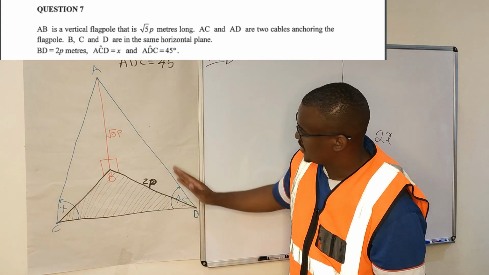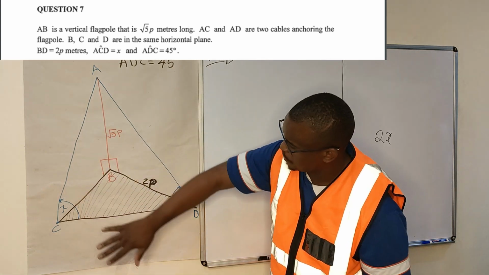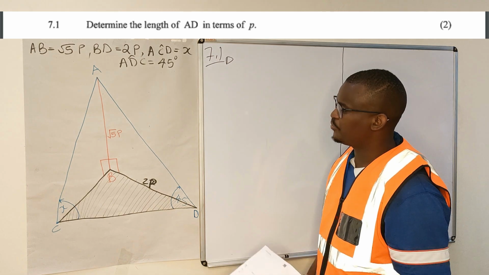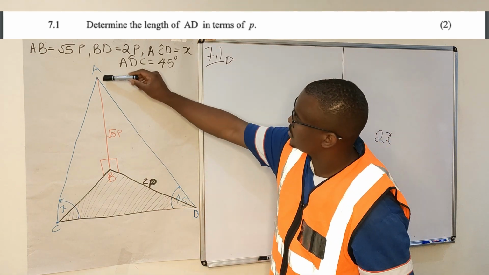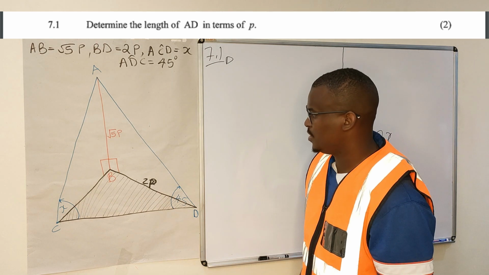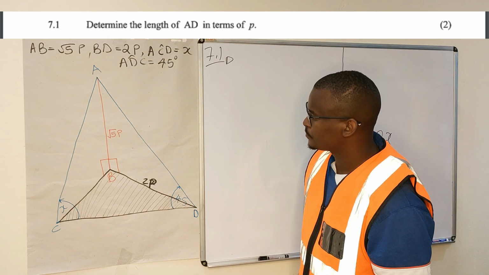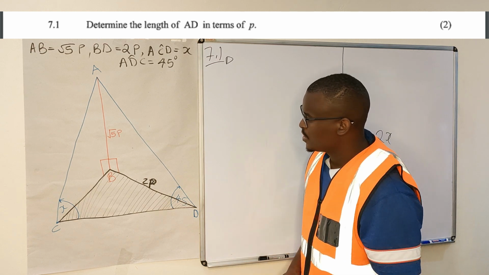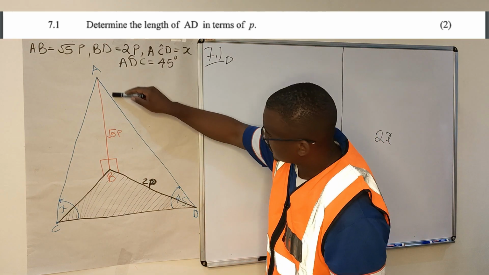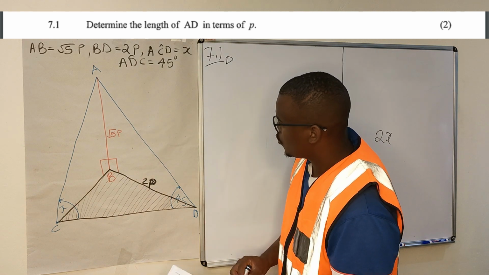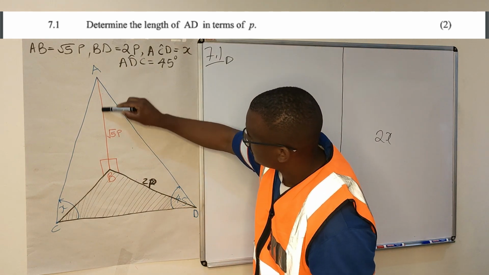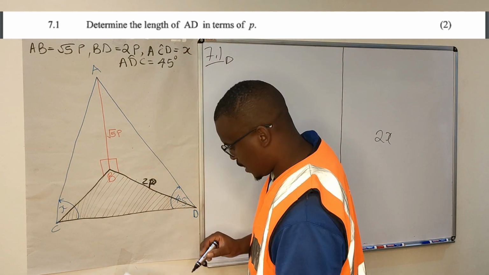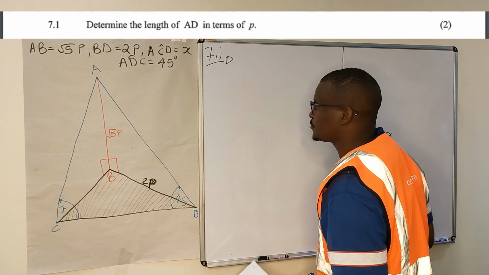And then these ones have their own plane now to think about. So determine the length of AD in terms of p. They want us to find the length of AD in terms of p. To deal with this, you must look at this separately. You want to find AD, so this guy here. If you look at this triangle, you'll quickly discover that we have a right angle triangle. Let me show you.